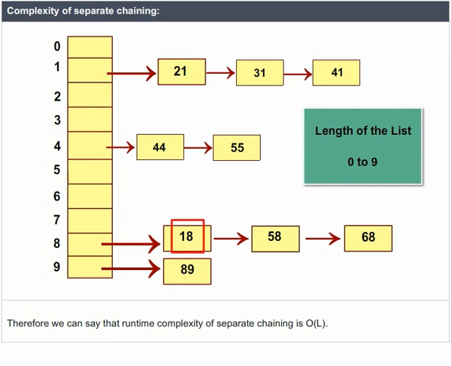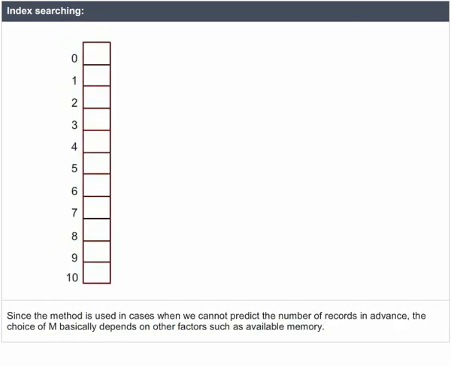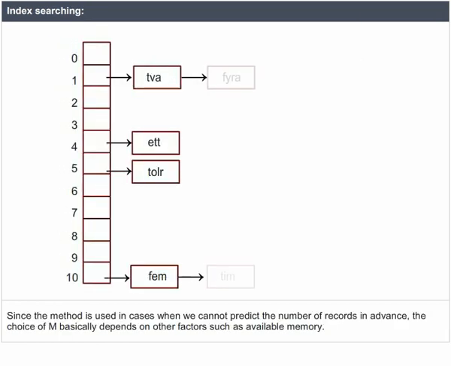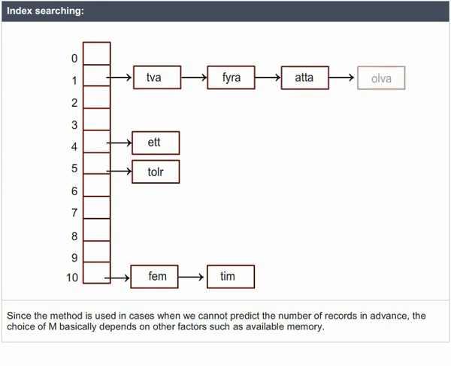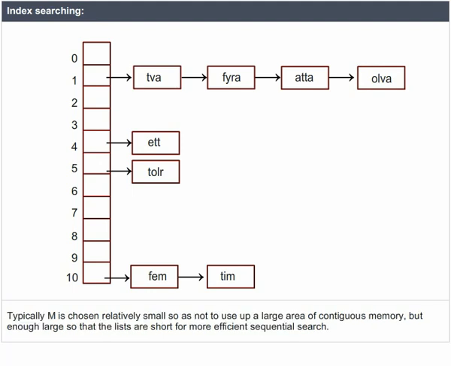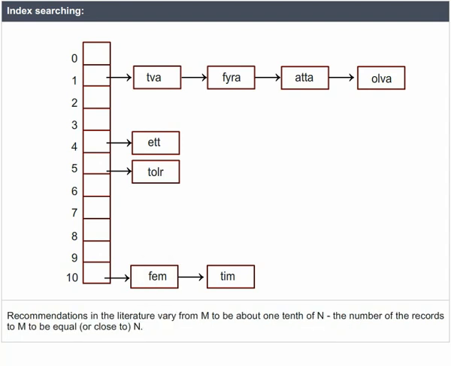Since the method is used in cases when we cannot predict the number of records in advance, the choice of M basically depends on other factors such as available memory. Typically, M is chosen relatively small so as not to use up a large area of contiguous memory, but large enough so that the lists are short for more efficient sequential search. Recommendations in the literature vary from M being about 1/10 of N, the number of the records, to M being equal or close to N.